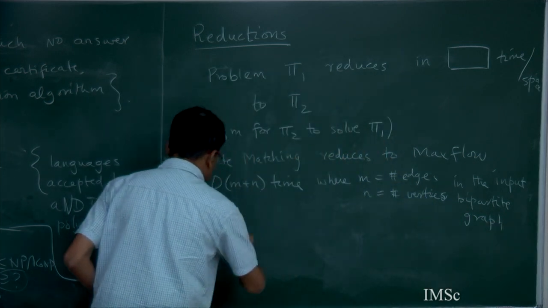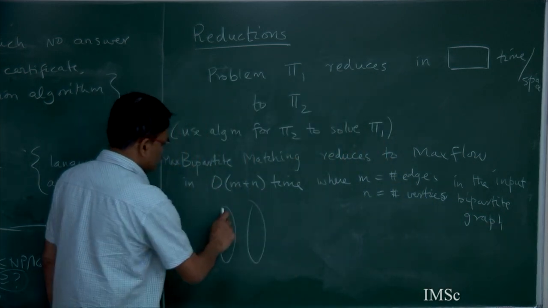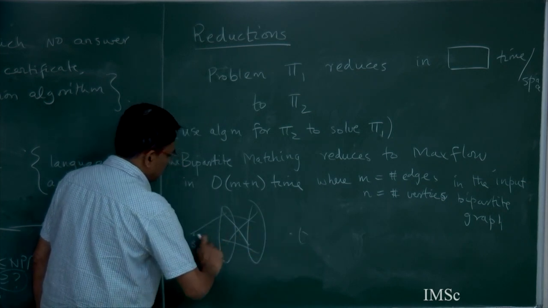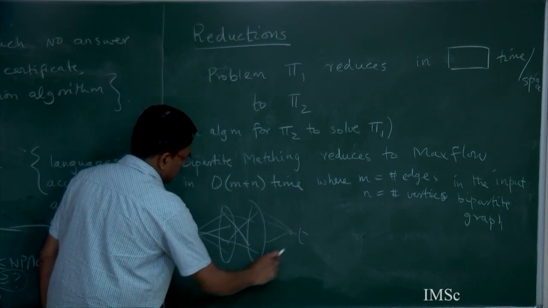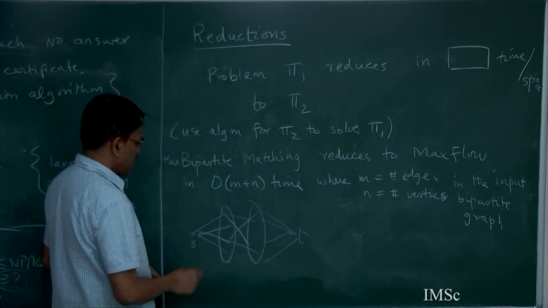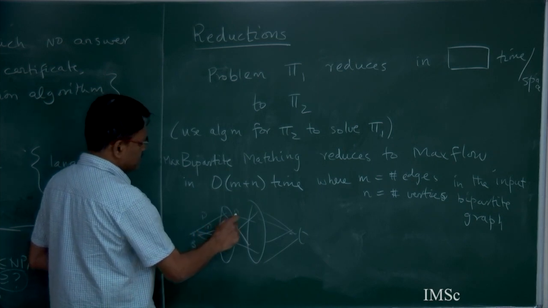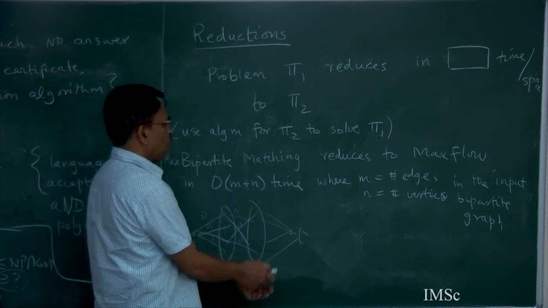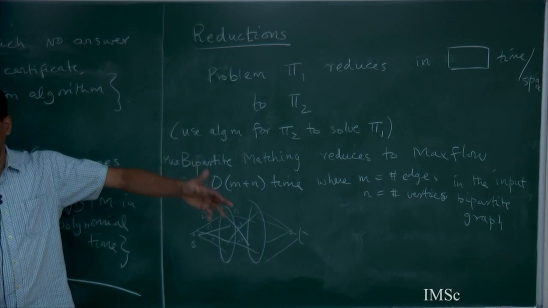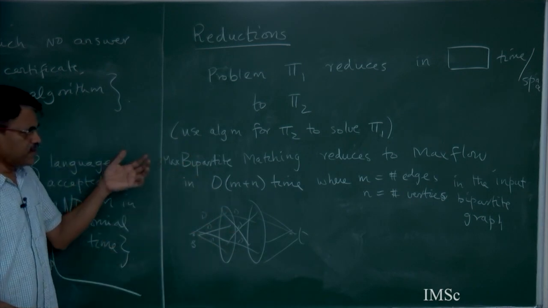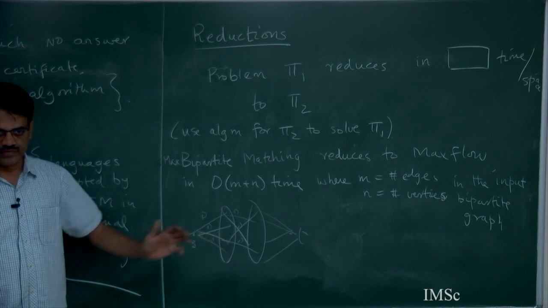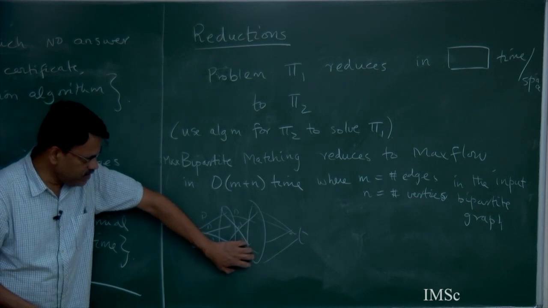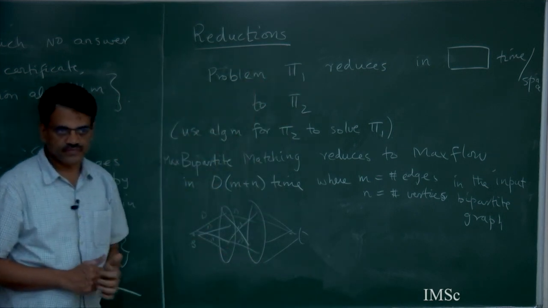So, we had this bipartite graph. We created a vertex S, created a vertex T, and added all these edges. There are at most n such extra edges we added, with some capacities on these. So that is m time, this is n time, and now we solve the max flow problem. So, we reduced the bipartite matching problem to max flow. Often this is done so that we can use an algorithm for this pi 2 to solve pi 1.